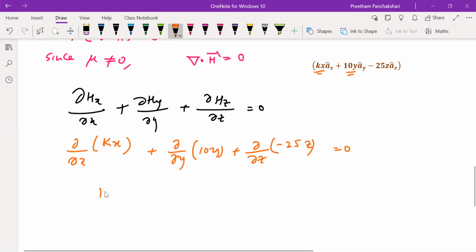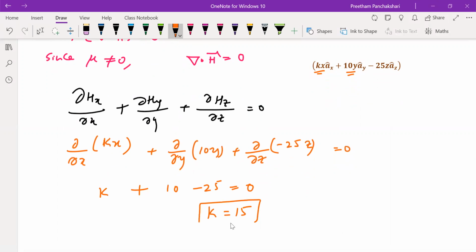Differentiation with x gives us K. This is 10. This is 25, equal to 0. So K is equal to 50. So that is the solution for problem number 1.